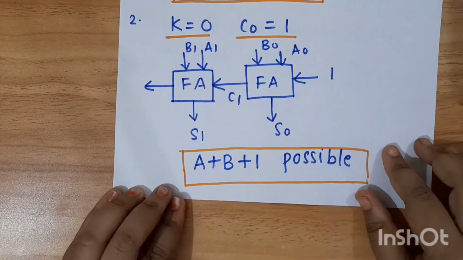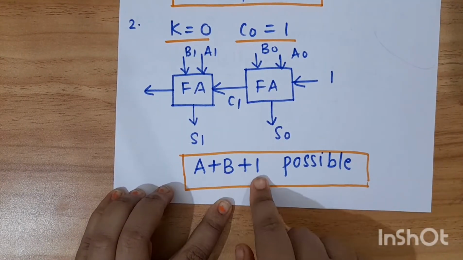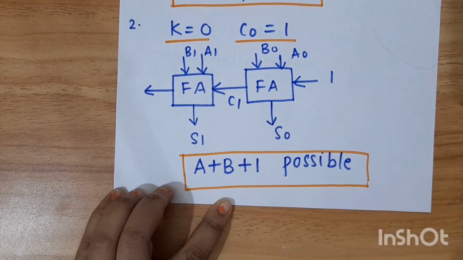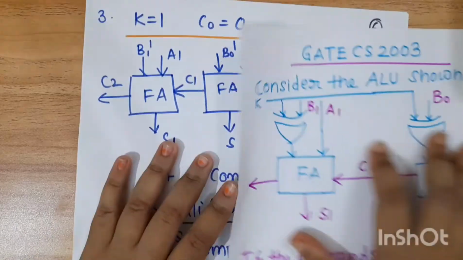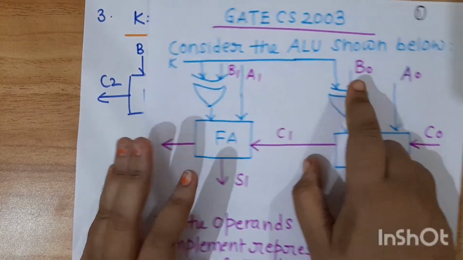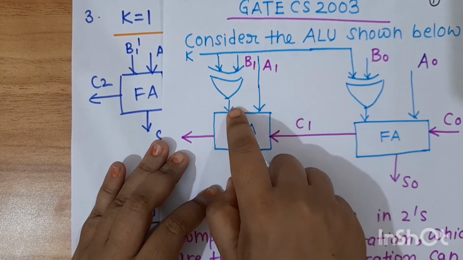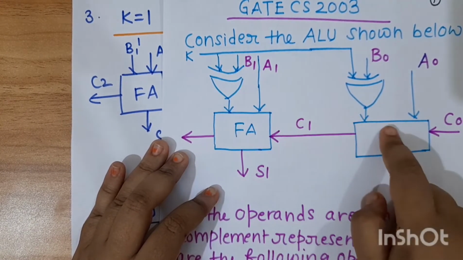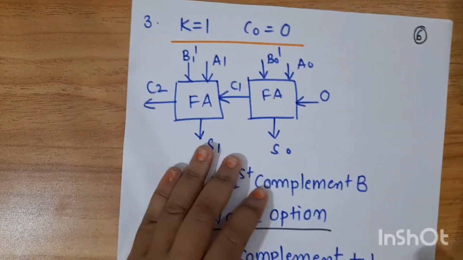Okay. So, what is the possible addition? A plus B plus 1. This particular addition is possible with this circuit. Now, for K is equal to 1, C0 is equal to 0. For K is equal to 1, output of this XOR gate is B1 bar and output of this XOR gate is B0 bar. The circuit would look like this.